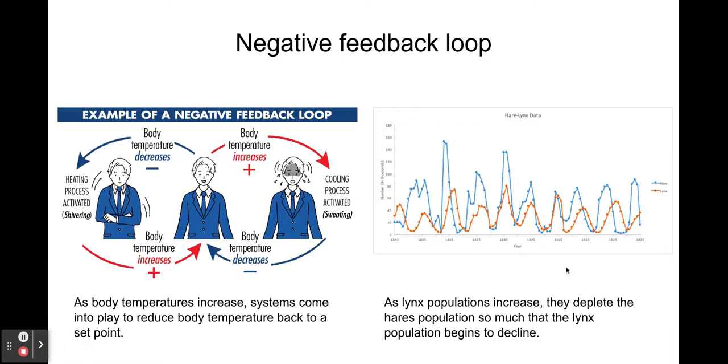Here's an example in environmental science. In orange, we have the population of our lynx, which is a predatory cat that eats hares, which are a type of rabbit. As lynx populations increase, they deplete the hare's population so much that the lynx population begins to decline. Our lynx population increases, and then when they run out of food, lynx start dying off and the population decreases. We had a change, the population increased, and then we reversed the change, the population decreased.